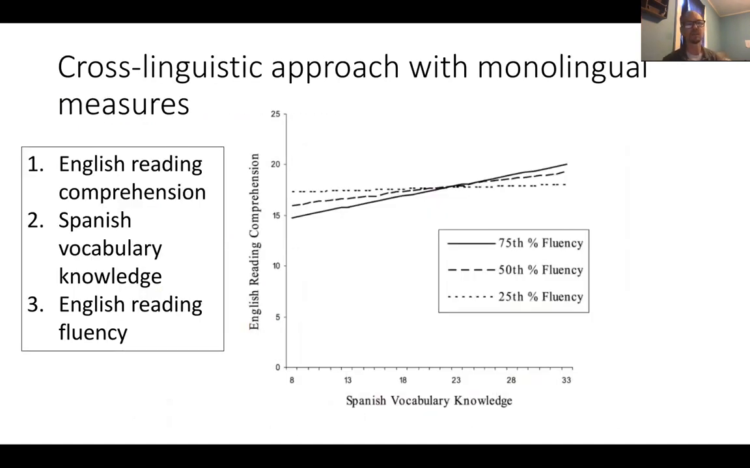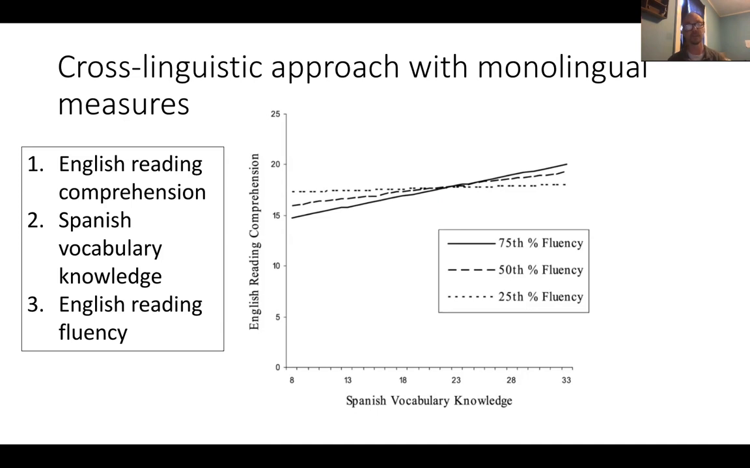So here's an example of a cross-linguistic approach using monolingual measures, however, that's a little more statistically sophisticated, but it does show how you can think about the two monolinguals framework such that it can be applied cross-linguistically.